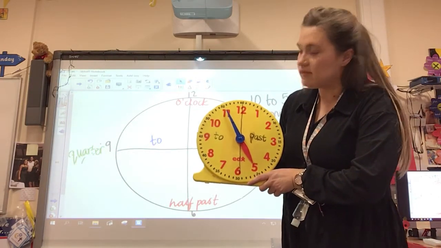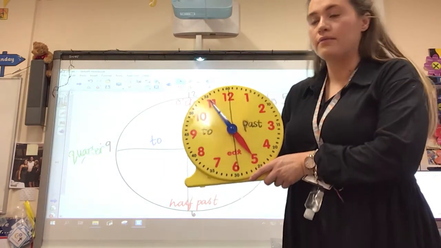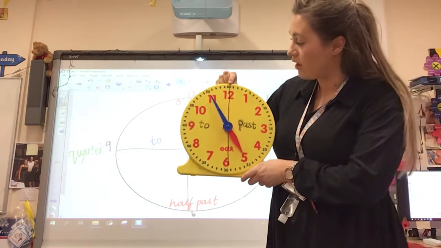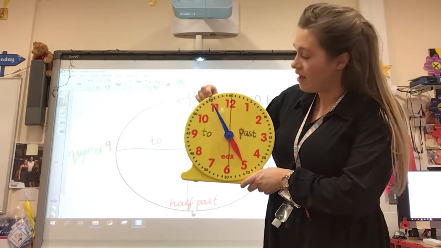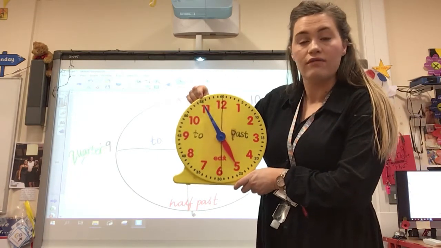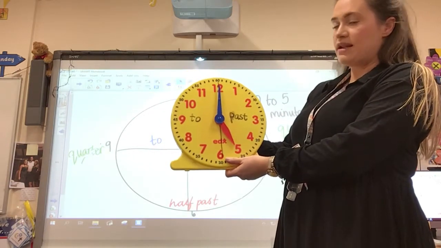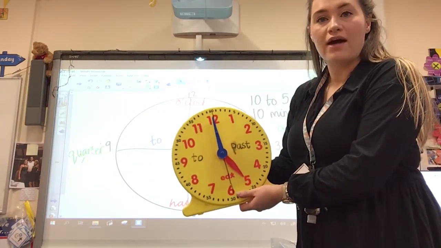And now let's go here. And we're really close to being at 5 o'clock now. So we're going to count backwards. 5. 5 minutes to 5, or 5 to 5. And then 5 minutes later, we'll be at 5 o'clock.